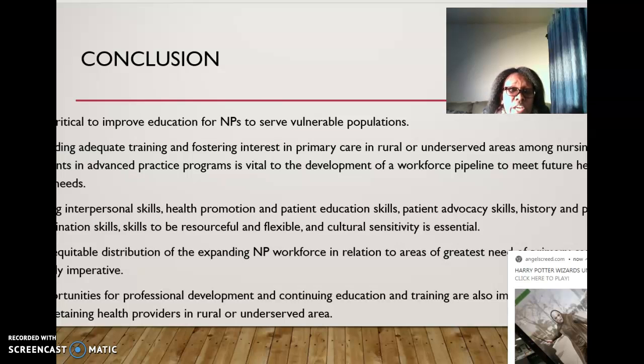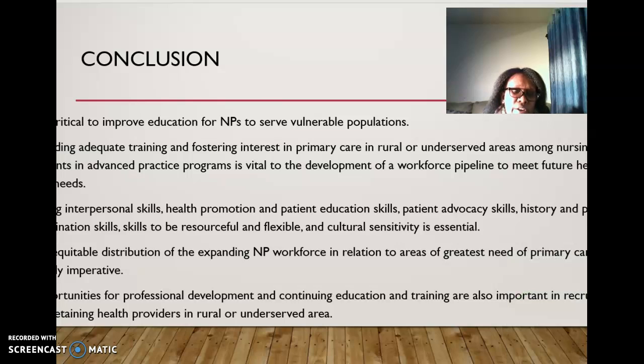We need to advocate for equal distribution of providers so that we can reach and take care of this vulnerable population. Opportunities for professional development and continuing education and training is also paramount to be able to retain the healthcare providers in rural and underserved areas.